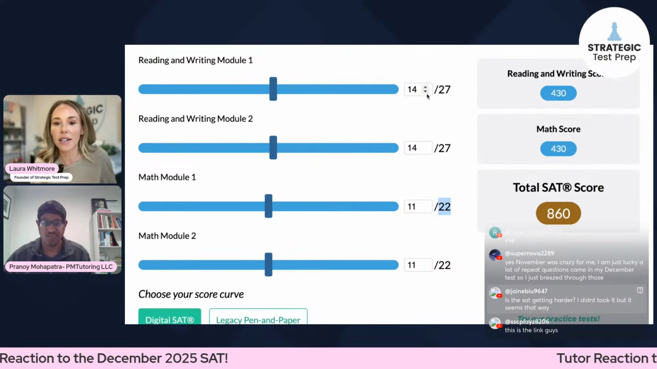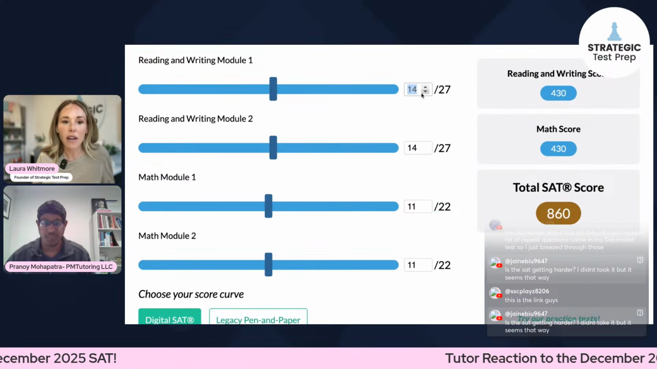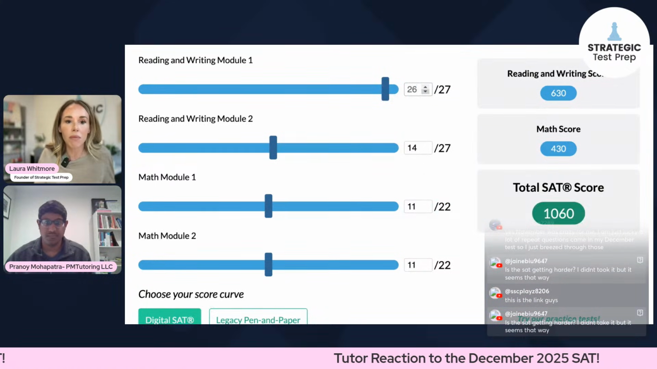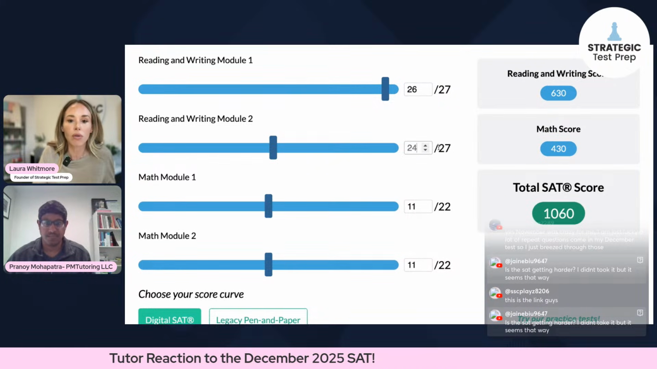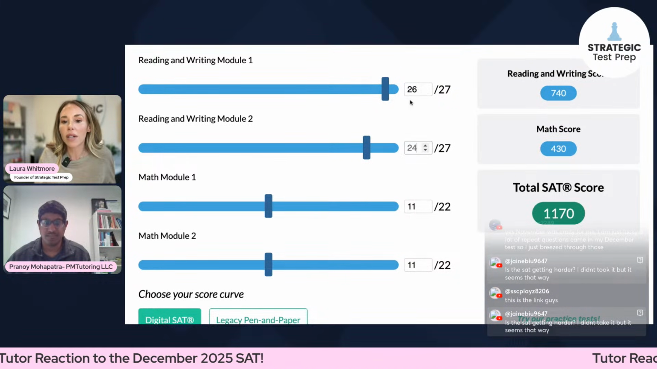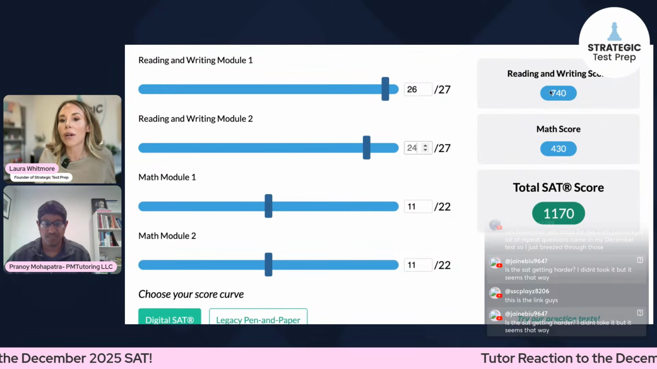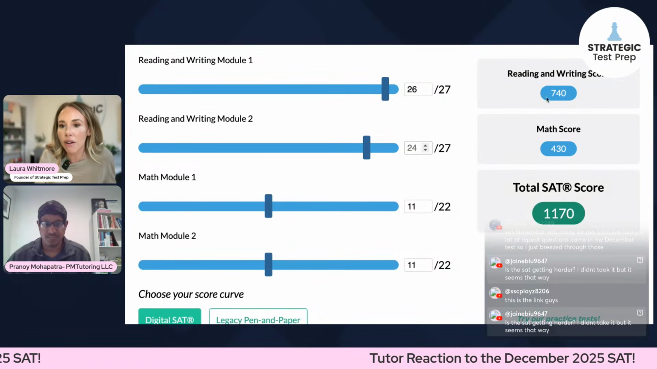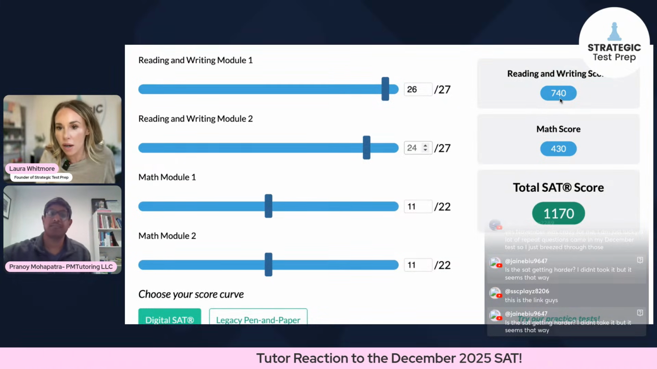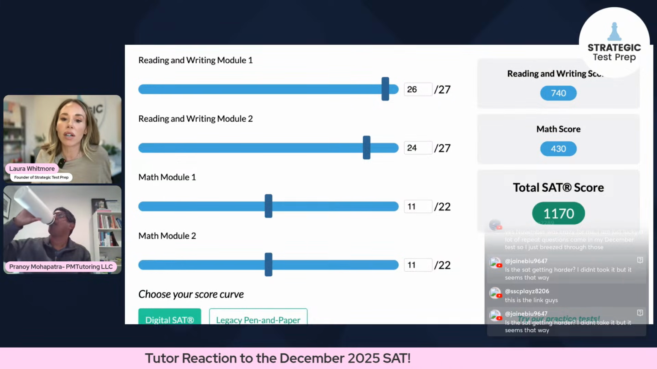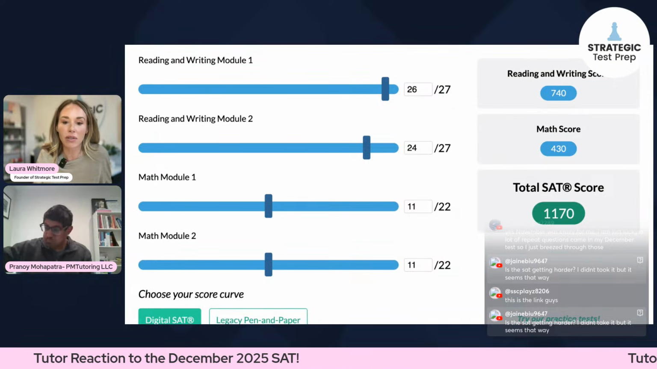So like I said, it's not going to be accurate, but if you think maybe you got 1 wrong on module 1 English and 3 wrong on module 2 English, you can type your numbers in, and then that would give you a general sense of roughly around what you would score. So that's something you can use if you just want to get a general idea.